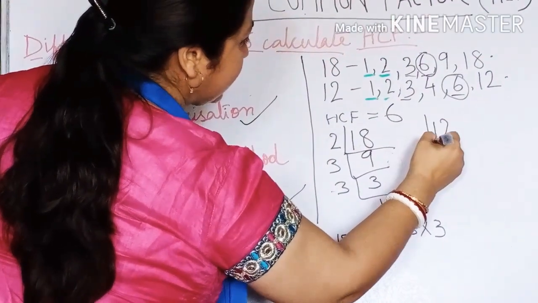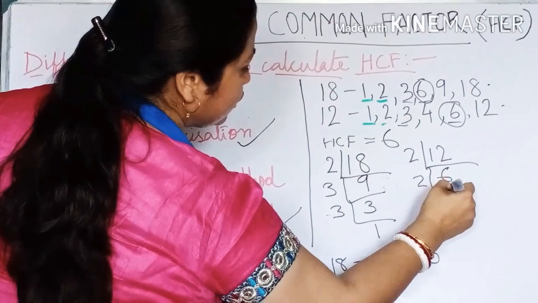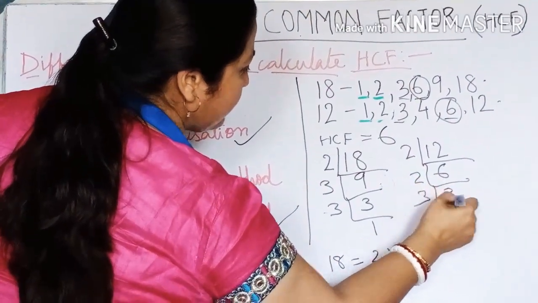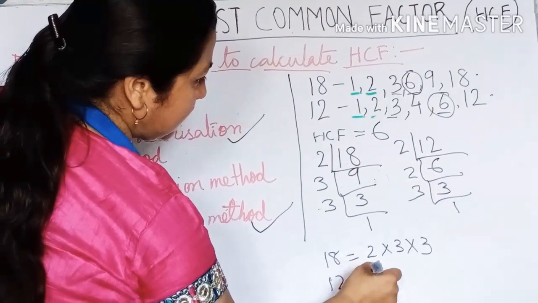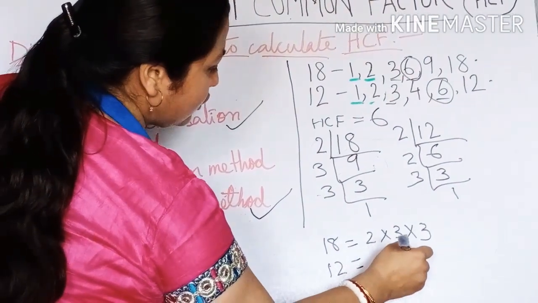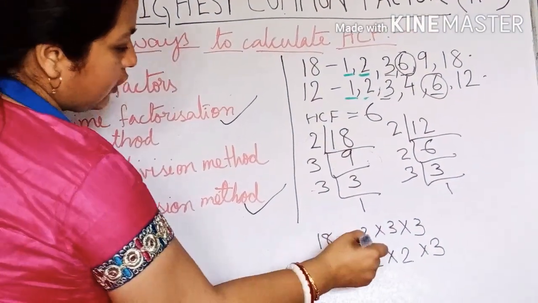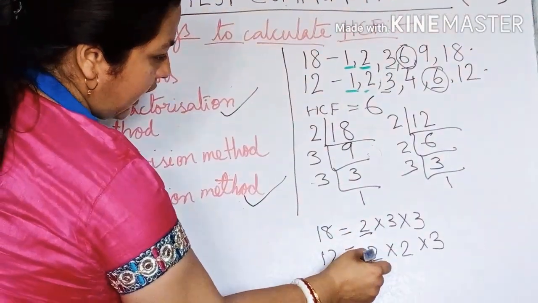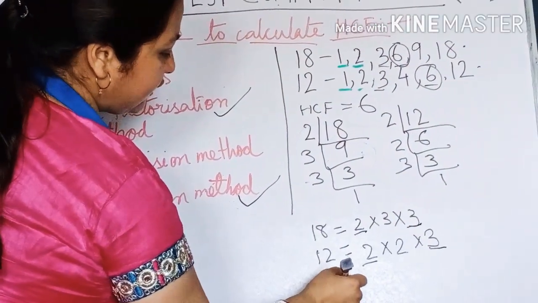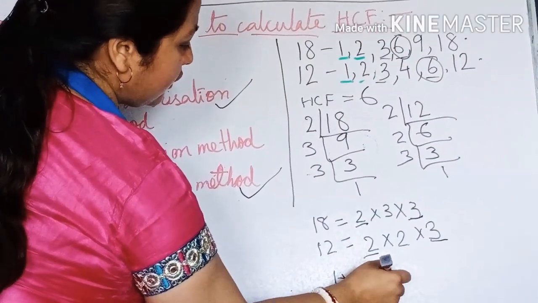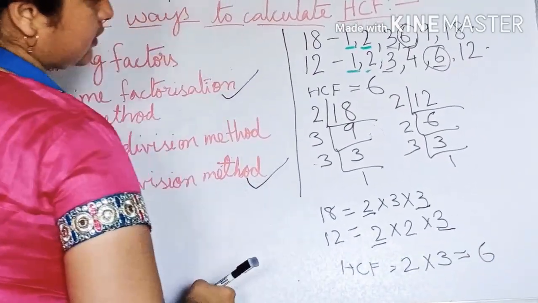12. Prime factorization of 12. 2 6s are 12. 2 3s are 6. 3 1s are 3. So 12 can be written as 2 into 2 into 3. What is common over here? Common is 2 and 3. So what will be the HCF? The HCF will be 2 into 3, that is 6.